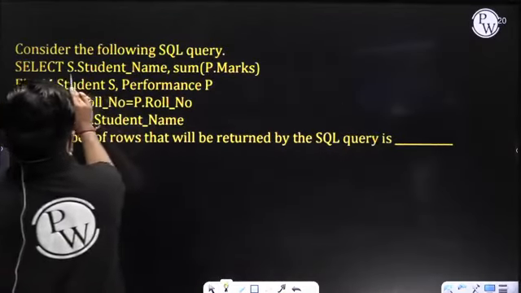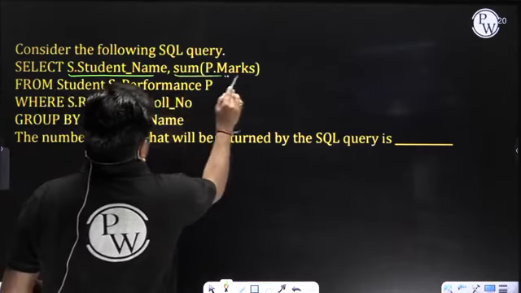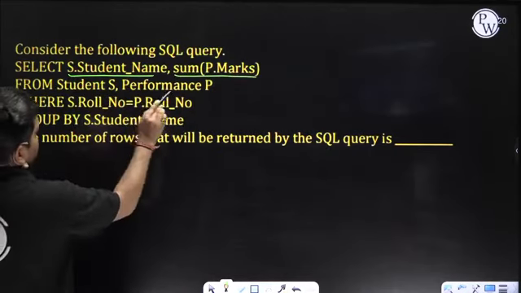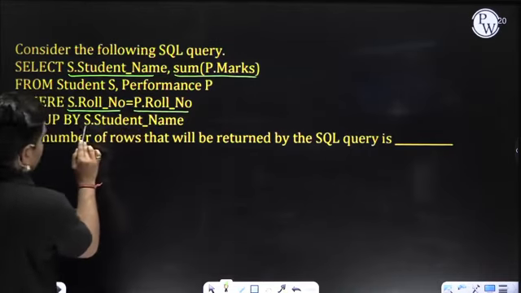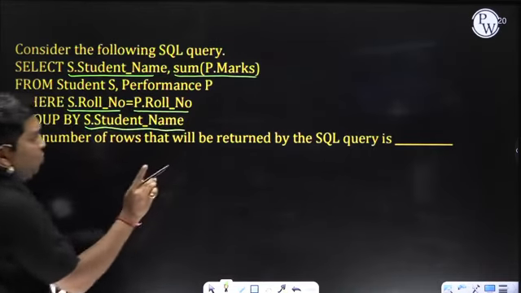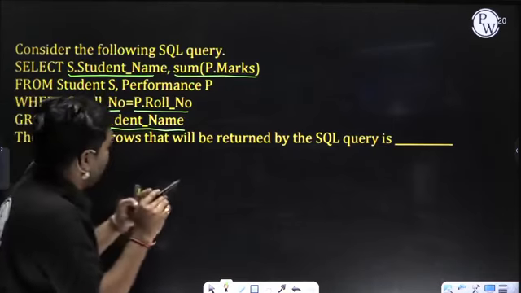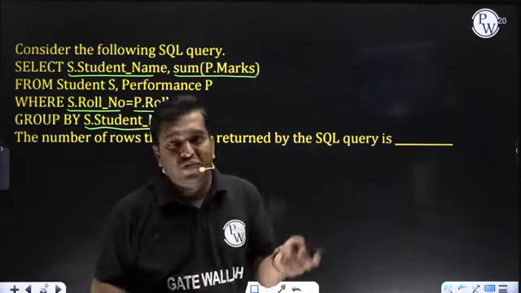Select student name, sum(p.marks) from student as s, performance as p, where s.roll number equal to p.roll number, and group by student name. What is it asking? What is the number of tuples returned by the above SQL query?